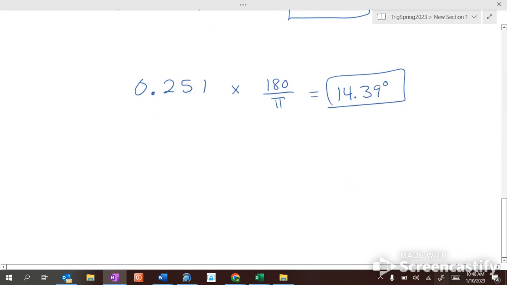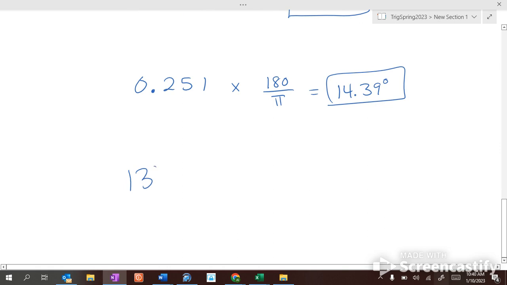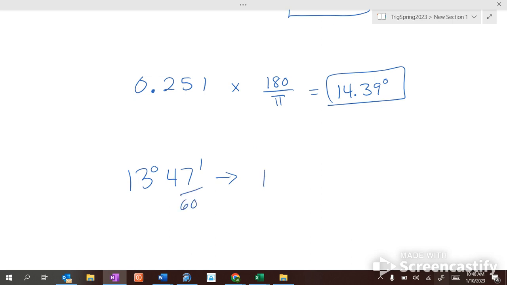What if we have 13 degrees 47 minutes and we want to convert it to radians? Well, before we can convert it, we've got to make this into a decimal, and then we'll convert it. So what do we do with our 47 minutes? Divide by 60. So it's 13 point what? Go 4 decimal places on this. 13.7833.